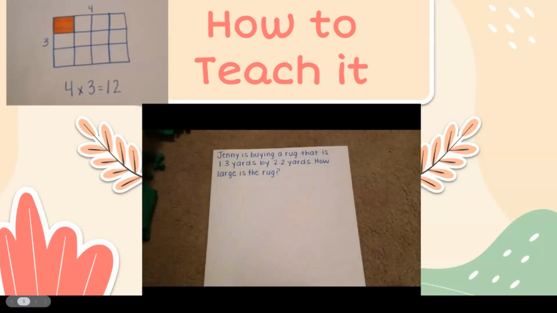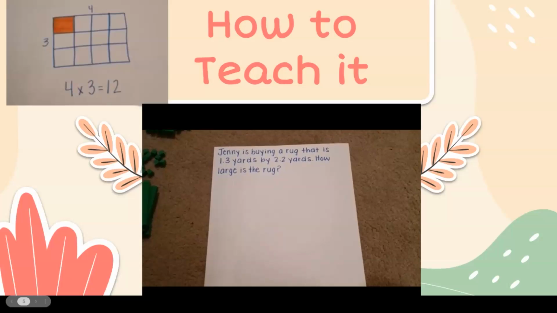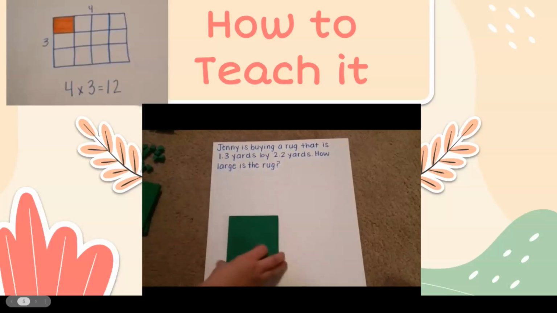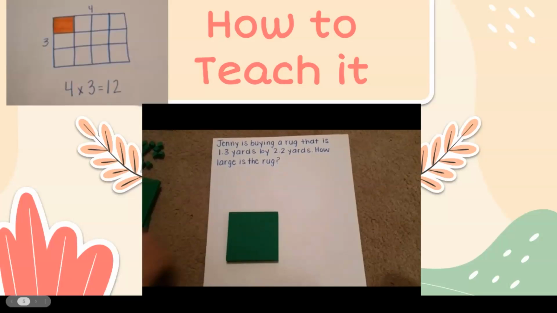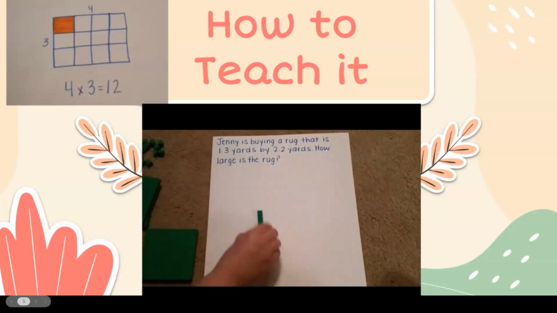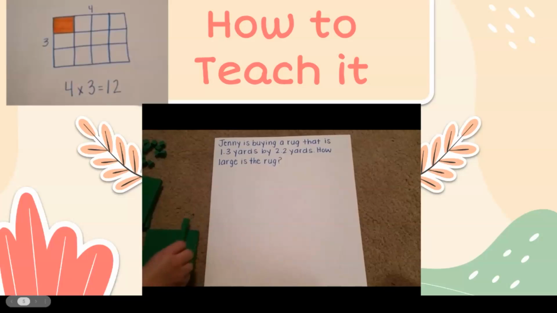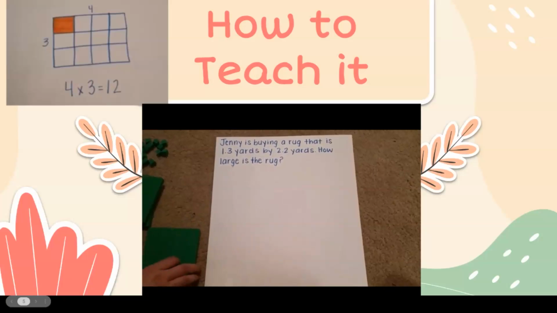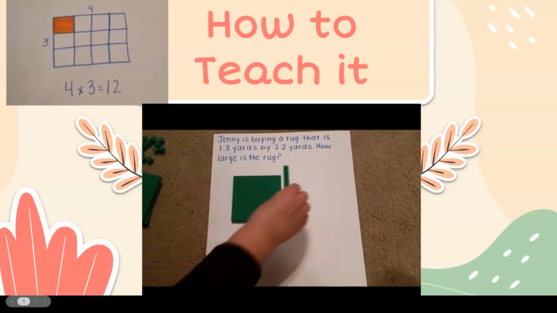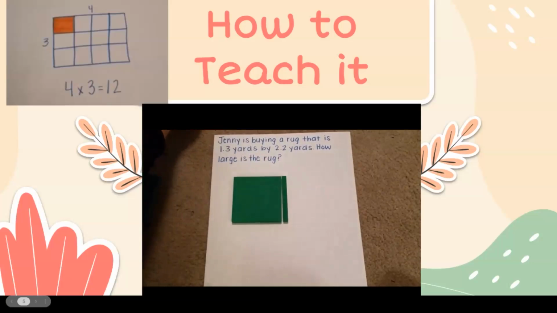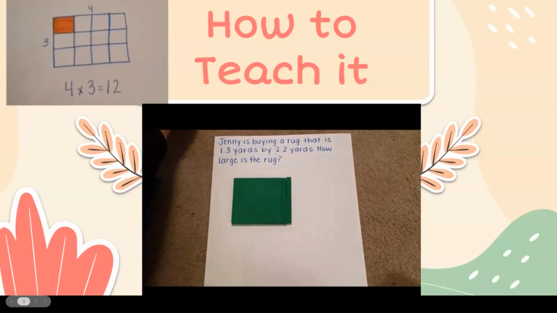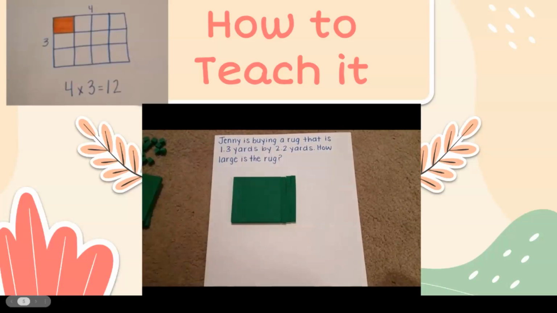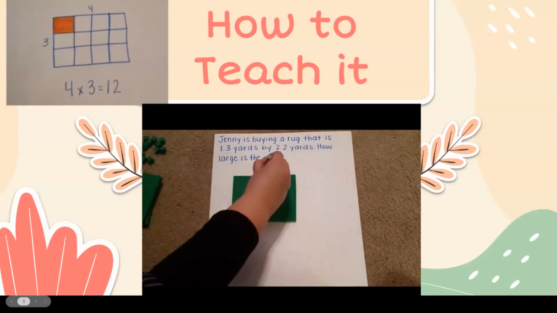Okay, here's the decimal example. Jenny is buying a rug that is 1 3/10 yards by 2 2/10 yards. How large is the rug? You'll want to make sure that students understand that the length of the side of the flat is what represents 1, and the length of the side of a rod is what represents 1/10. I'm going to go ahead and build my 1 3/10 yards first. It doesn't matter which way you build your array, but I line them up. This side represents 1 3/10.